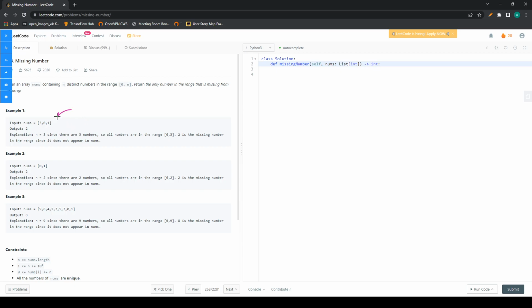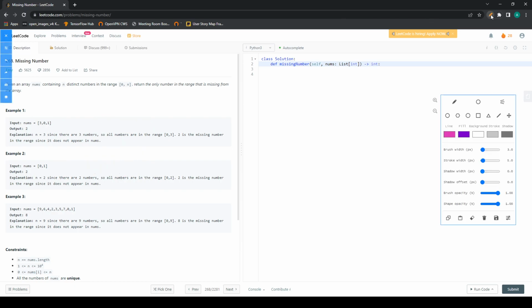So for example, if you take a look at this first example here, we have 0, 1, 2 is missing, and then we have 3. So the answer would be 2. In the second example we have 0, 1, but since we know already there is a missing one, it should be 2 because we have everything up to that.